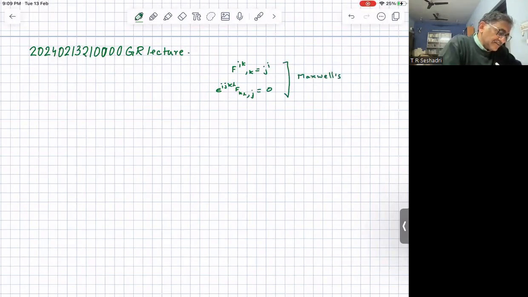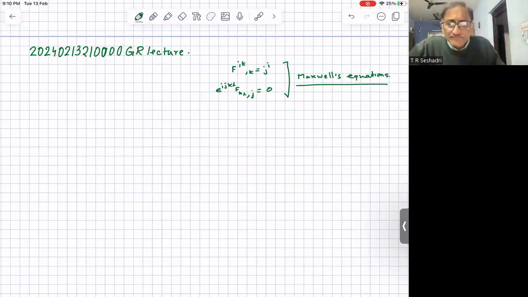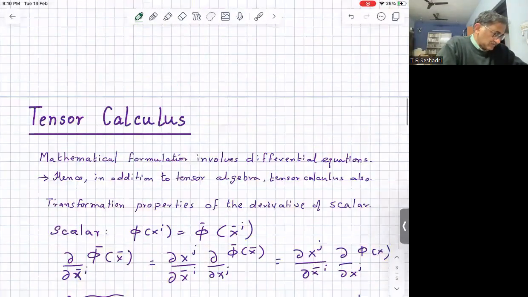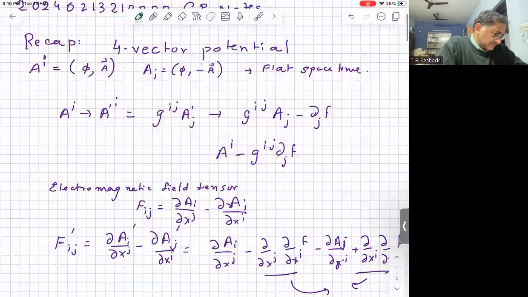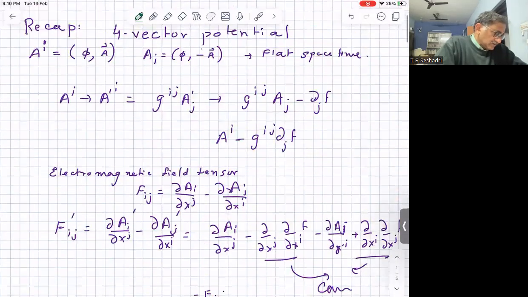Last time we did it, right? Yes. Okay, so these are the Maxwell's equations. Just to recall, here we defined A^i as (phi, A vector). The covariant will be (phi, minus A), because eta_{alpha beta} will have a minus sign in the spatial sections.